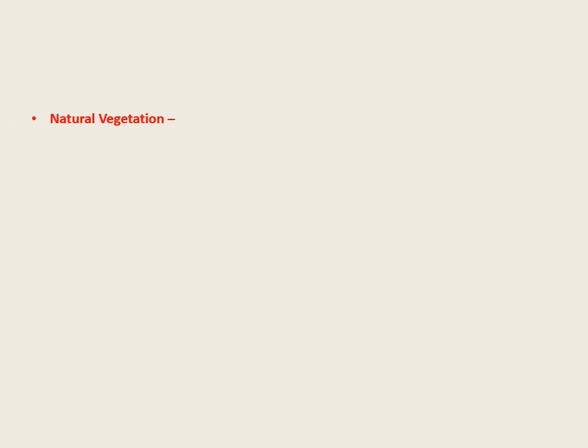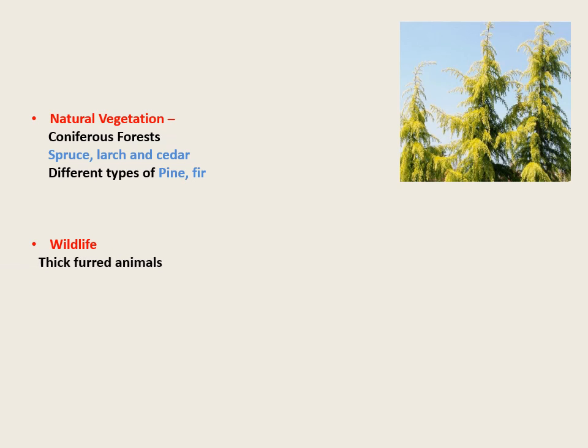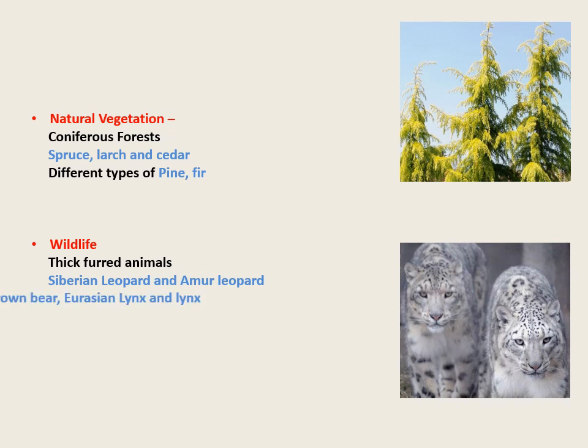Natural vegetation. Coniferous forests cover large parts of this region. Spruce, larch, cedar, and different kinds of pine and fir are found in these forests. These forests are a major source of softwood used for making timber, wood pulp, and rayon. Wildlife. The forms of wildlife spotted in this region include animals with thick fur coats such as the Siberian leopard and the Amur leopard, the eastern Siberian brown bear, the mink, and the Eurasian lynx. The sable and fox are also found here.